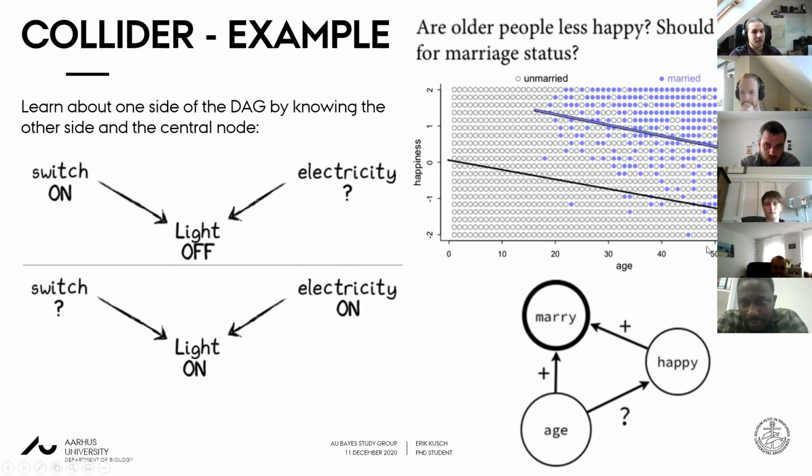And that's where we get that kind of collider, because on marriage, we have the collision of age and happiness with a backdoor pathway, which we'll get into in just a second, of age to happiness to marriage. So an indirect effect.